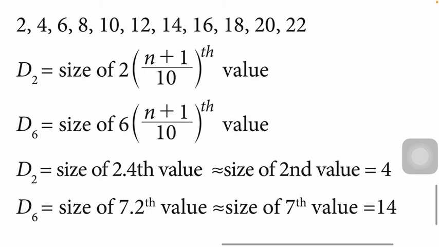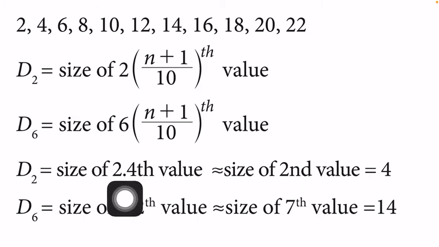D2 is equal to 2 into (n plus 1) by 10. So, 2 into n is 11, 11 plus 1 divided by 10. While simplifying this, I get 2.4. So, size of 2.4th value. When I am rounding 2.4, it is 2, size of second value. Second value is 4.